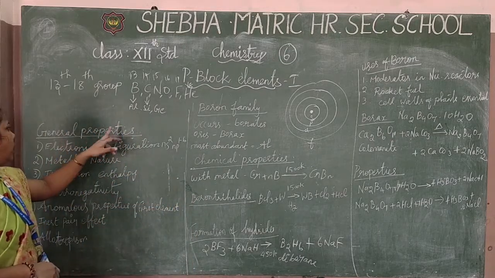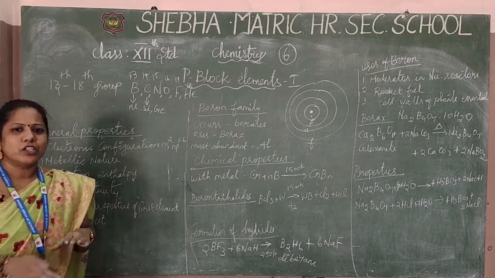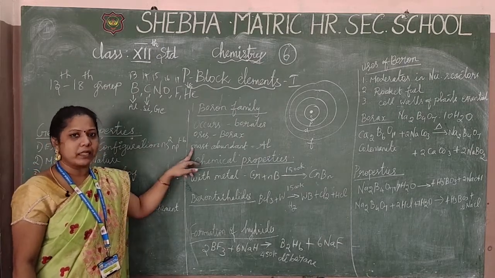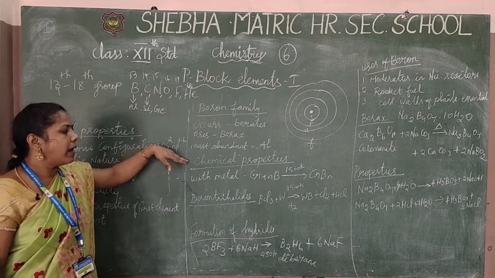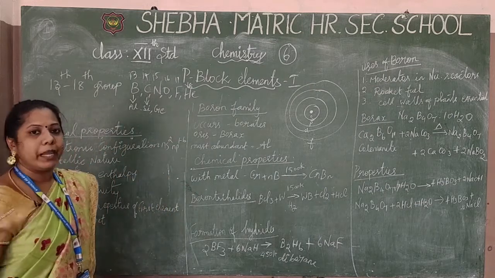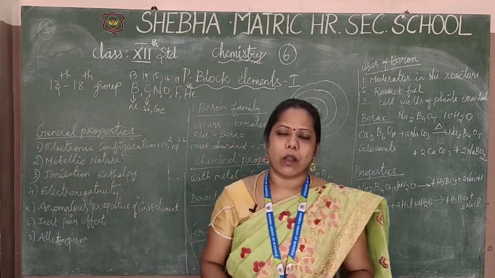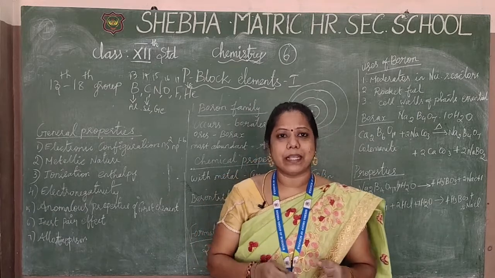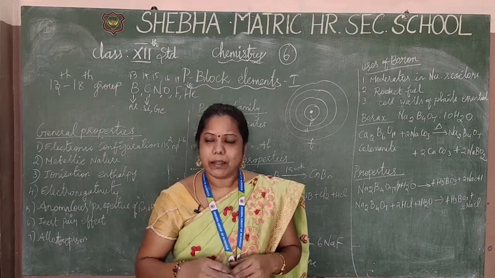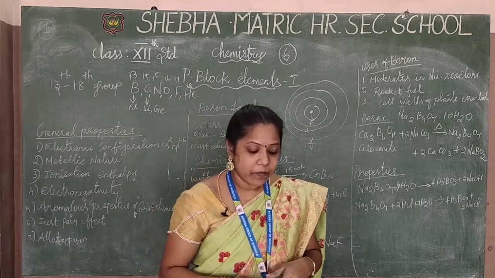And then go for the general properties of the p block elements, that is, electronic configurations. The general formula for the electronic configuration is ns2 np1-6. This is the general formula for the electronic configuration of the p block elements. I am going to explain more about the electronic configurations. It's quite interesting. In s block elements, the oxidation state is always positive. But in p block elements, positive and negative oxidation states are both there.